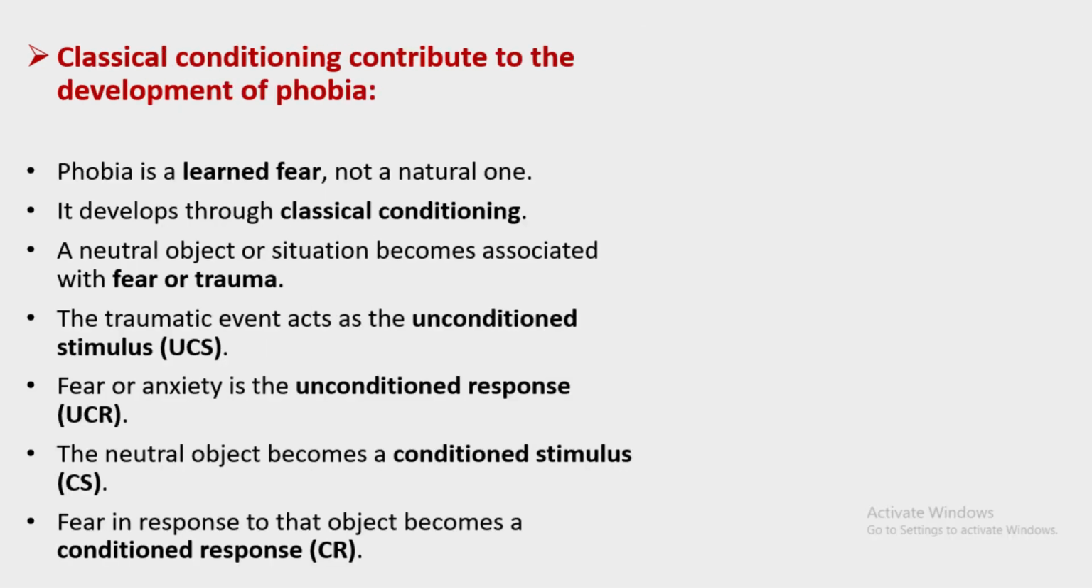Classical conditioning contributes to the development of phobia. Phobia is a learned fear, not a natural one. It develops through classical conditioning. Neutral objects or situations become associated with fear or trauma. The traumatic event acts as the unconditioned stimulus. Fear or anxiety is the unconditioned response. The neutral object becomes a conditioned stimulus, so fear in response to that object becomes a conditioned response.